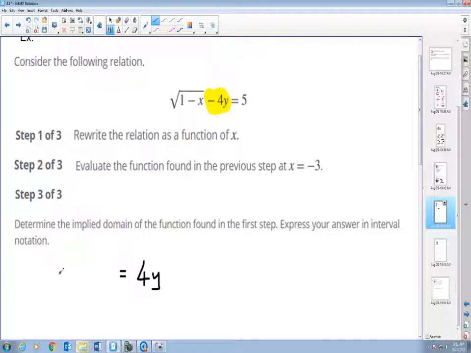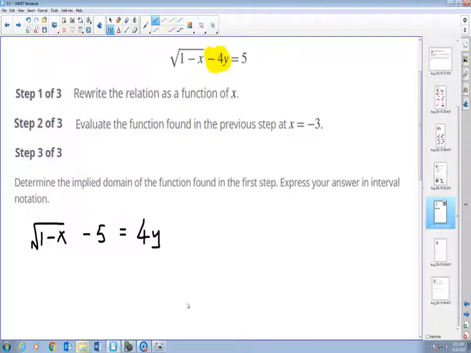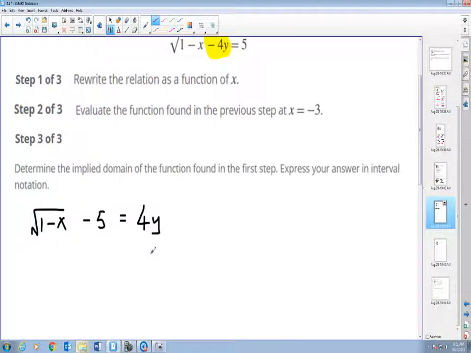If I move the 5 over, it becomes negative, so that will be square root of 1 minus x. Plus 5 comes over, becomes negative. Alright, to get y by itself, divide every term by 4. That will probably be the easier way for us to put in the calculator in a minute. So on the left side I got 2 terms. The first term, square root of 1 minus x divided by 4. Second term, -5 over 4.